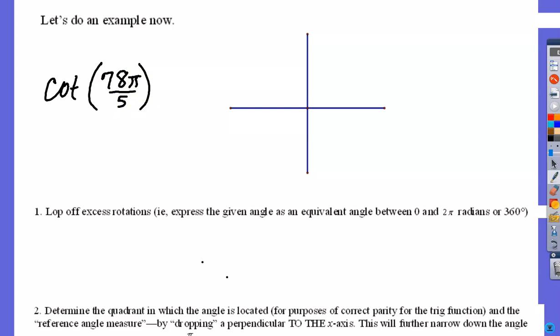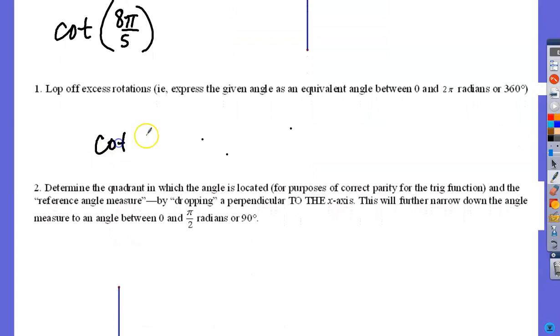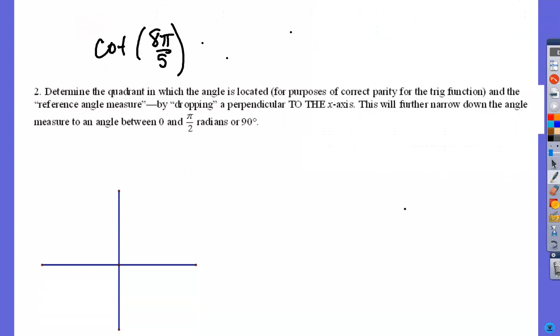All right, let's take out tens, right? So 10 pi over 5. So I'm going to take out 2 pi or 10 pi over 5. This one, if I lopped it off, would come down to just 8 pi over 5. Okay, there, that's a little more fun. Okay, so we have cotan of 8 pi over 5, which gets me to the exact same place as 78 pi over 5.